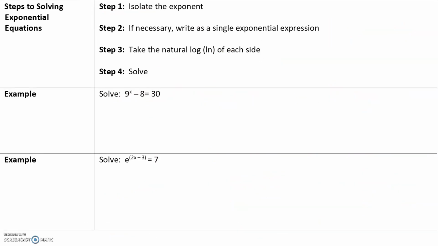Next, we talk about solving exponential equations. So the steps are: isolate the exponent. If necessary, write as a single exponential expression. Then this step is a little bit different: we take the natural log of each side, and we'll talk about why later on. And then at the end, we solve. So let's go through our steps.